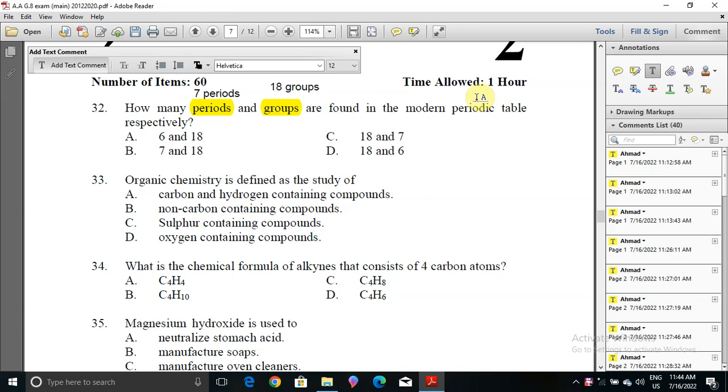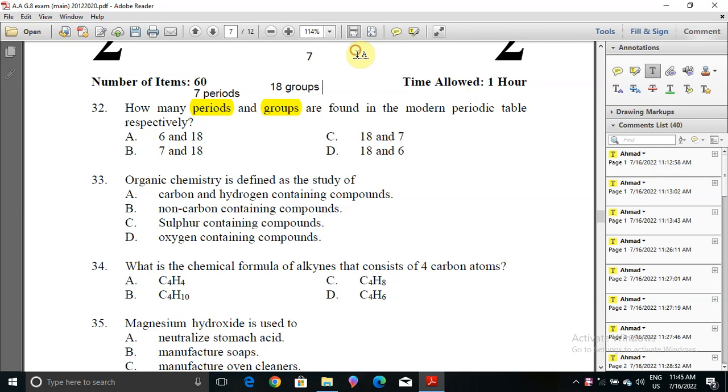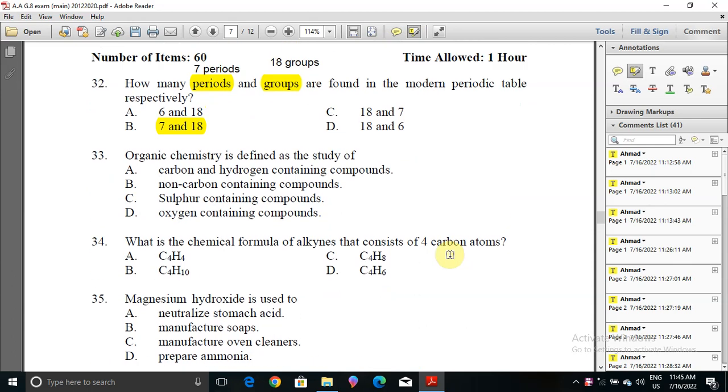So respectively 7 and 18. So that means choice B is the correct answer. Now in question number 33, organic chemistry is defined as the study of what? Organic chemistry, okay? Carbon and hydrogen containing compounds? Yes, this is the correct answer. Carbon and hydrogen containing compounds.